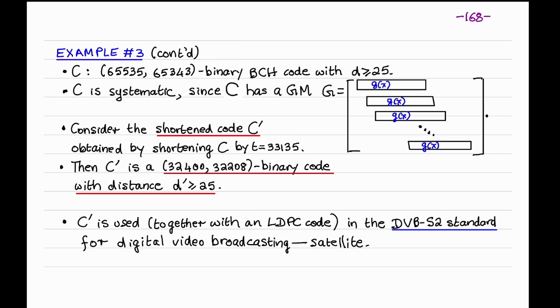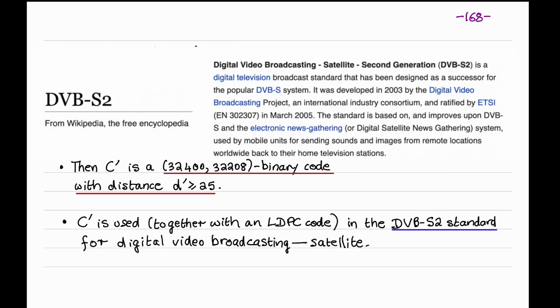Consider the shortened code C primed obtained by shortening C in its first 33,135 coordinate positions. Then C primed is a binary code of length 65,535 minus t, which is 32,400, and dimension 65,343 minus t, which is 32,208, and its distance is at least 25. This shortened BCH code C primed is used together with an LDPC code, which we won't cover in this course, in the DVB-S2 standard for digital video broadcasting for satellites.